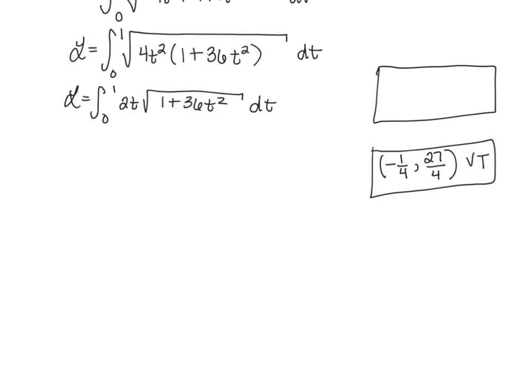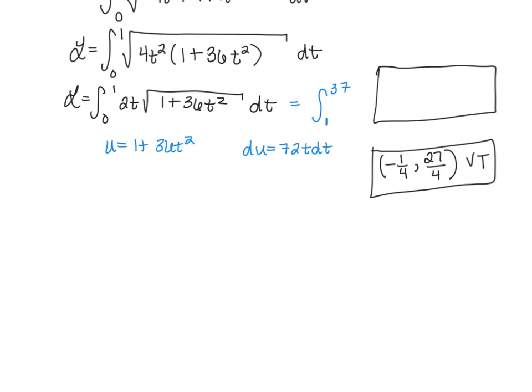And now I'm feeling a u-sub. I'm sure you guys were feeling it too as we were writing that out. So if u is equal to 1 plus 36t squared, du is going to be equal to 72t dt. So if I'm rewriting this integral, I like to re-index. If I plug in my 0, my u becomes 1. And if I plug in 1, my upper limit of integration becomes 37.